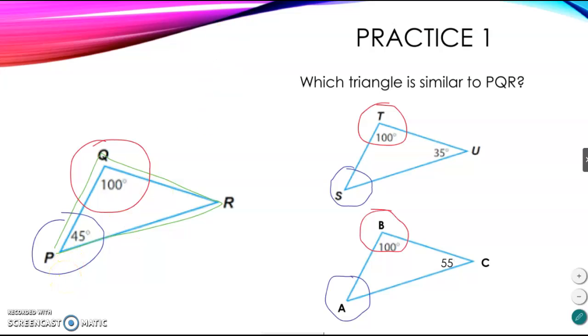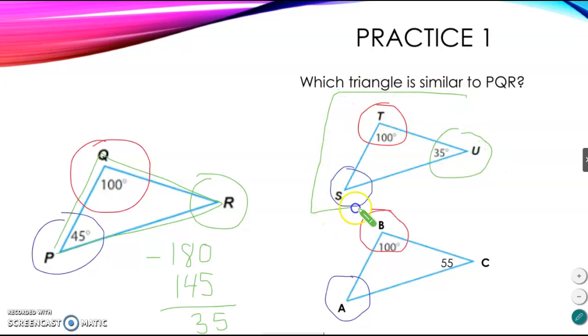And another way to think about that is we could solve for angle R, for example. So 100 plus 45 would give me 145. And if I subtract that from what all the angles should add up to in a triangle, which is 180, that's going to give me 35. And so that means that this triangle is similar to triangle PQR.